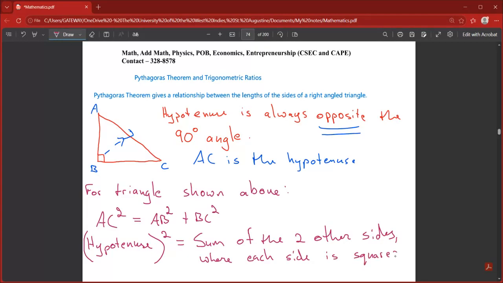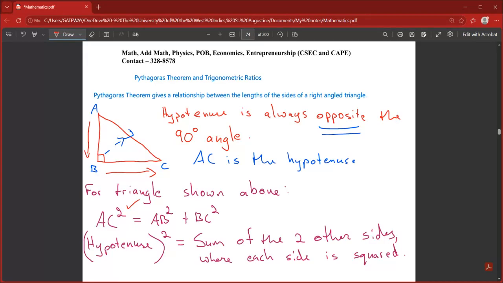So the hypotenuse is not one of these two sides. That is what you need to know. The hypotenuse is on the left hand side. The hypotenuse squared is equal to the sum of the two other sides where each side is squared. So the hypotenuse in this case is AC, so that is hypotenuse squared. That is equal to the sum of the two other sides, AB and BC, where each side is squared. Understand this formula?